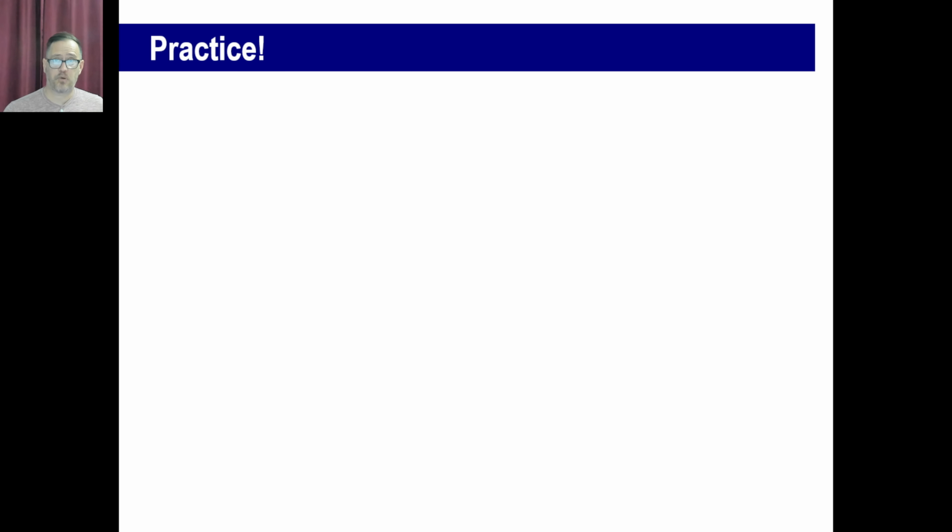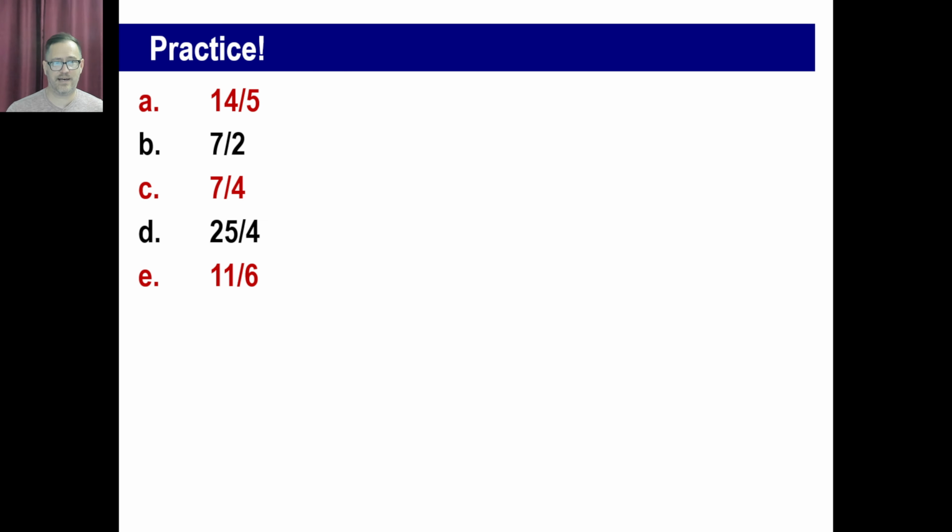Okay, practice problems. Pause it and try A. All right, 14/5. Pause it and try B. 7/2. Pause it and try C. 7/4. Pause it and try D. 25/4. All right, pause it and try E. 11/6. Pause it and try F. 33 over 10. All right, pause it and try G. 7/3. Okay, pause it and try H. Oops, I gave it away too quickly. 25 over 2. Okay, pause it and try I. 19 over 6.